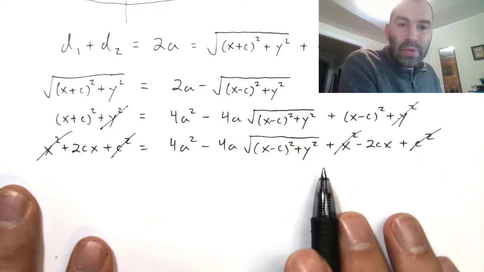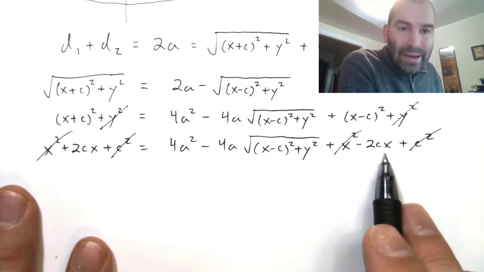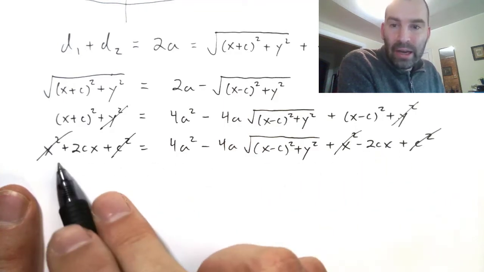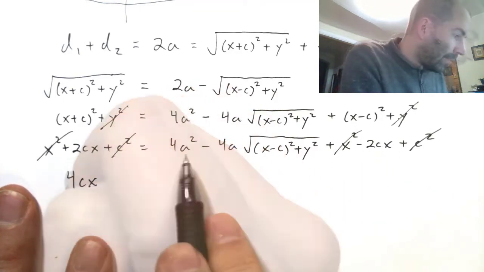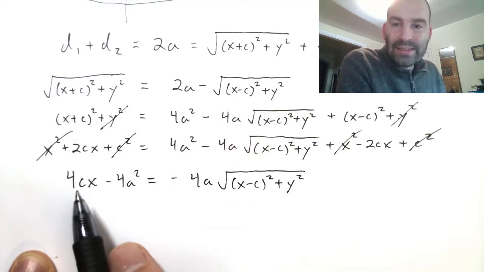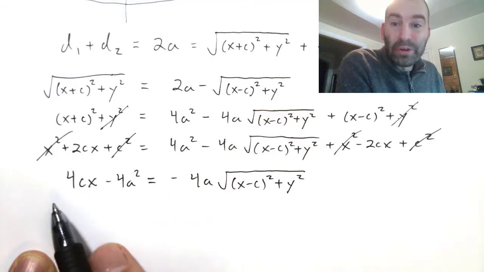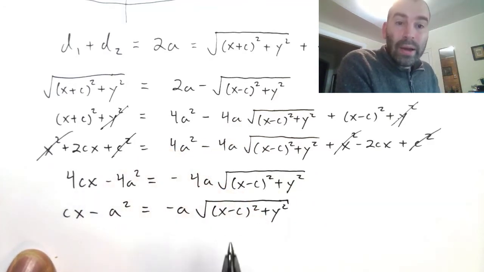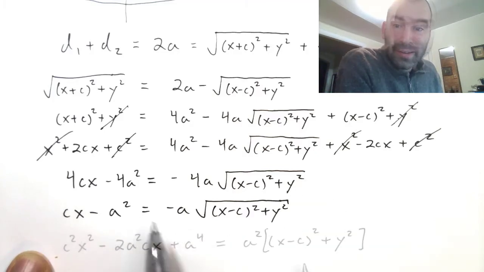Okay, so now I'm going to manipulate terms a little bit more. I'm going to add 2cx to both sides. All right, so it'll kill it over here, and it'll introduce 4cx over here. I'm also going to subtract 4a squared from both sides. Okay, so now I see that everything is divisible by 4, so let's divide through by 4. Okay, and now I want to get rid of this radical, so let's square both sides again.